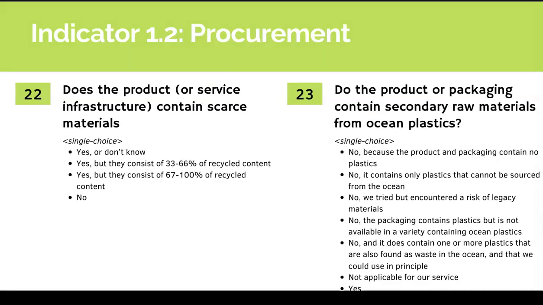Question number 22 is asking whether the product or the service infrastructure includes scarce materials, and we are talking about the critical raw materials, which are specified also in the further information for this question. And whether the product or packaging contains secondary raw materials that would be coming from ocean plastics.